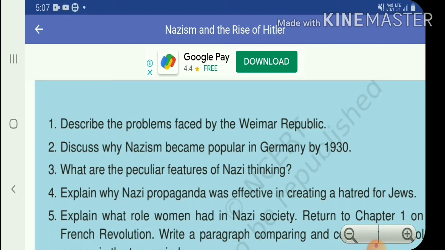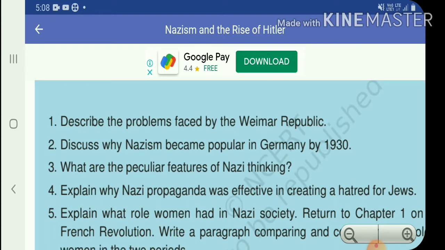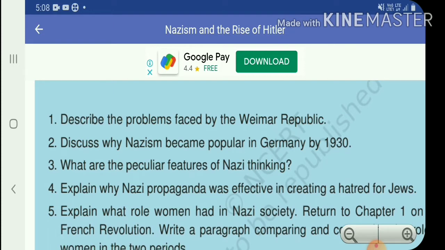Some reasons we will watch. The Allies imposed a harsh and humiliating treaty at Versailles, which squarely placed the blame of starting World War I on Germany's soldiers. It was the Weimar Republic that signed the treaty, much to the displeasure of the German populace. Now we'll watch the second point.